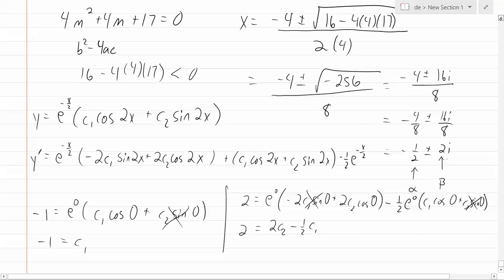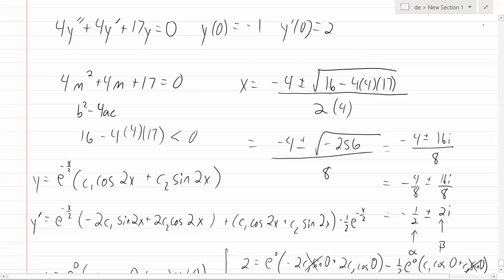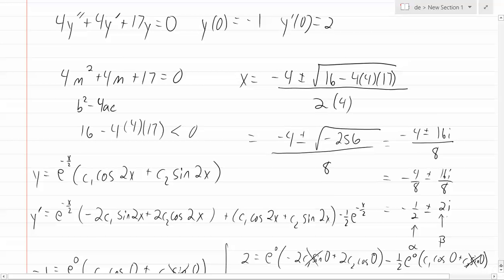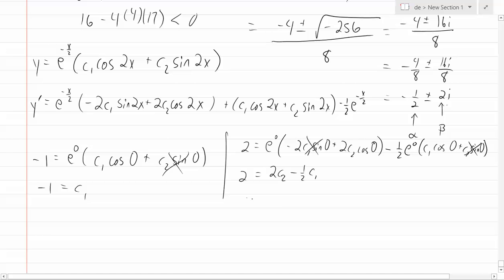Okay, I'm about to come back down to where I'm solving. Alright. So c sub 2, let's see, I can plug in c sub 1, that's going to be a negative 1. Plug in there. So it's 2 equals 2 c sub 2 plus 1/2. So that's going to be 4/2. So I have 3/2 equals 2 c sub 2. Divide both sides by 2. So c sub 2 equals 3/4.